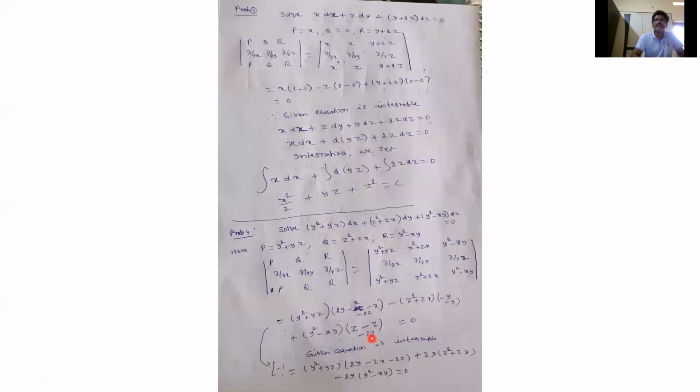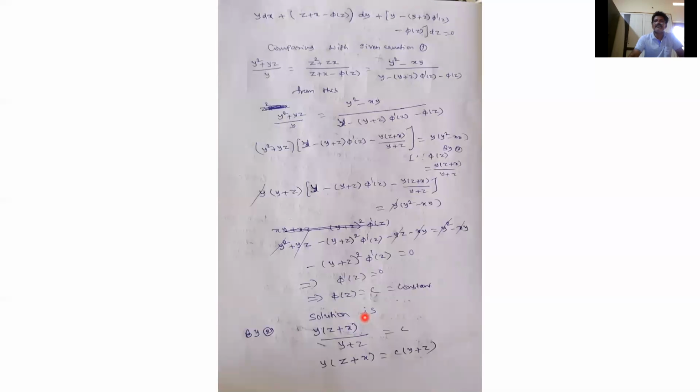So therefore, just three steps. First, verify the condition of integrability by determining this determinant. Then take one variable, here z, as constant. I have taken z; you can take x or y. And then we find phi z.